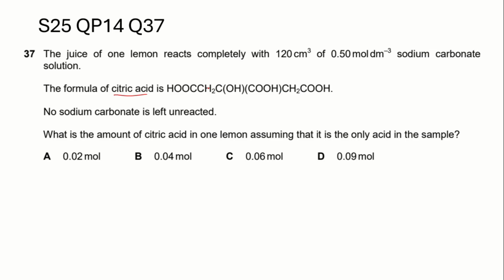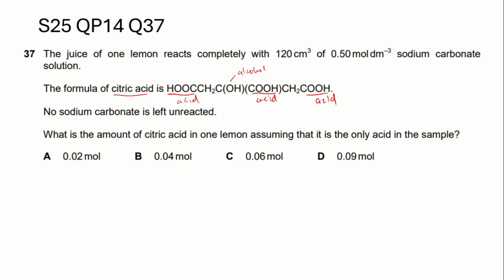This citric acid has different functional groups. We have 1 carboxylic acid, 2 carboxylic acid, 3 carboxylic acid functional groups, and 1 alcohol. Right, this is alcohol. This is carboxylic acid, carboxylic acid, carboxylic acid.